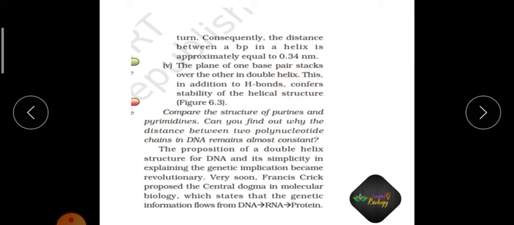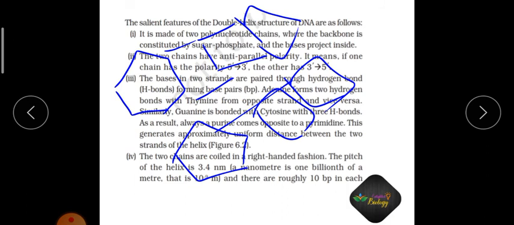So how many salient features of the DNA are there? There are 5 features. In the first feature, we discussed about the backbone, number of polynucleotide chains. The backbone is sugar phosphate and the bases are projecting inside. In the second one, we discussed the 2 polynucleotide chains are anti-parallel. One is in the direction of 3' to 5', other one in the direction of 5' to 3'. The third one, we discussed about the number of hydrogen bonds. Adenine and thymine has 2 hydrogen bonds between them, and cytosine and guanine has 3. That is what we have discussed.